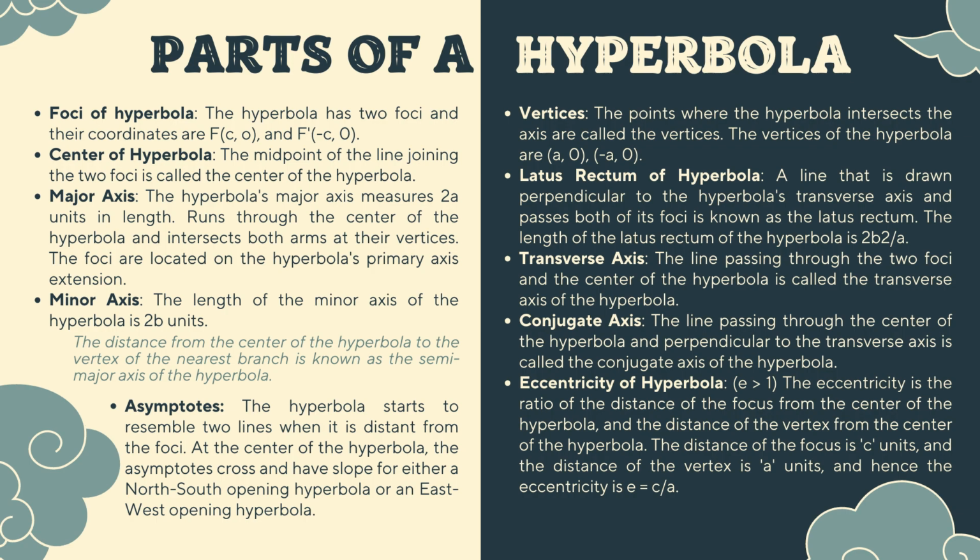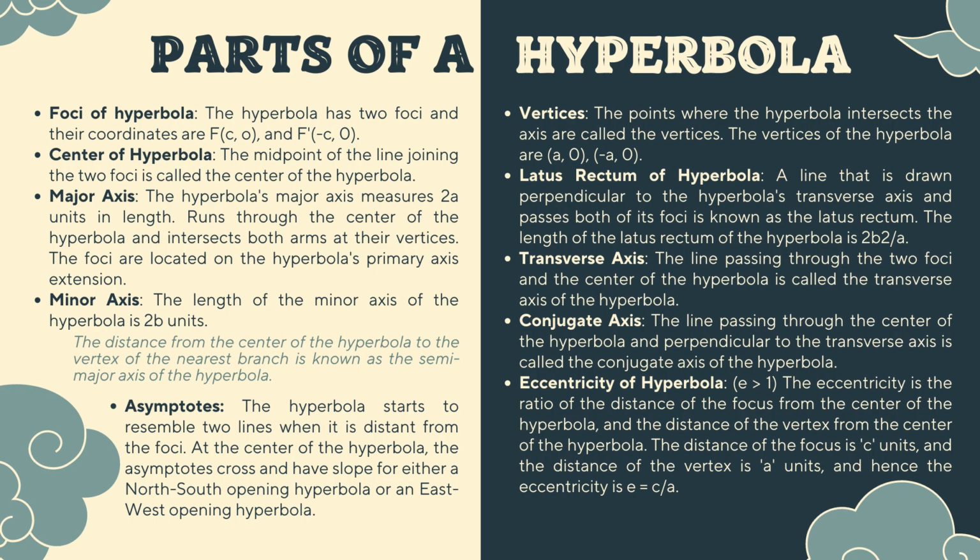Minor axis. The length of the minor axis of the hyperbola is 2b units, a straight line that passes through the hyperbola's center and is perpendicular to the main axis. The distance from the center of the hyperbola to the vertex of the nearest branch is known as the semi-major axis of the hyperbola. Say, if point P moves along an arm of the hyperbola, and the distances of that point from the two foci are called d1 and d2, the difference between d1 and d2 remains a constant. This constant is equal to 2a, where a is the semi-major axis of the hyperbola.